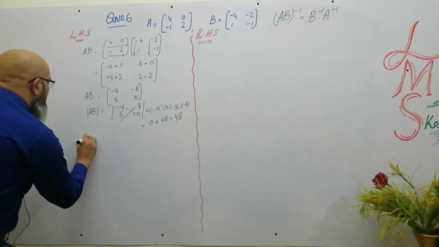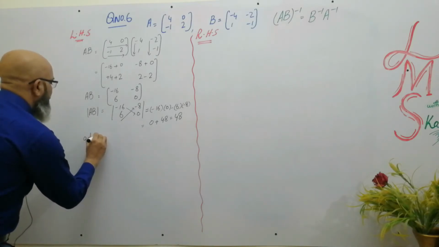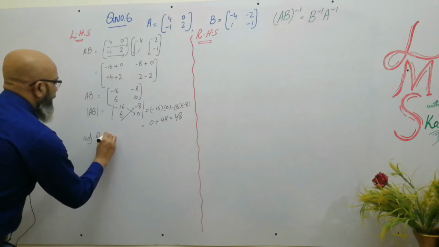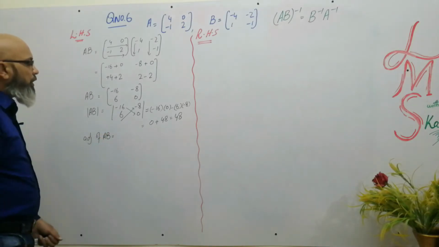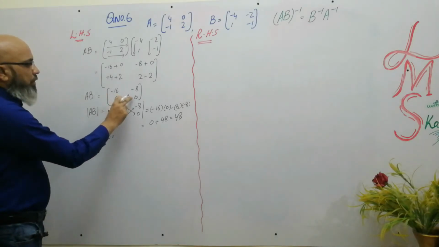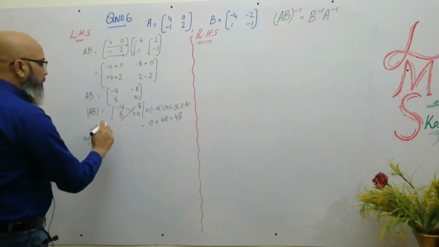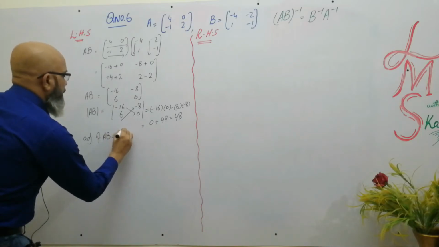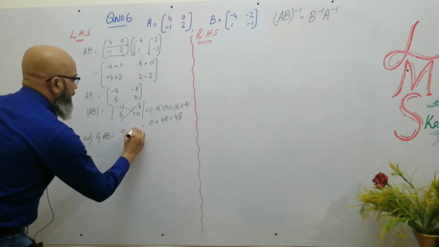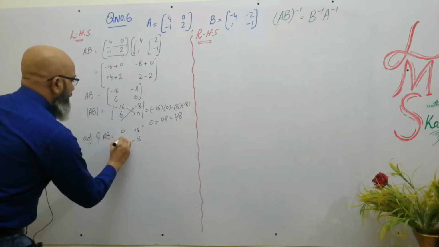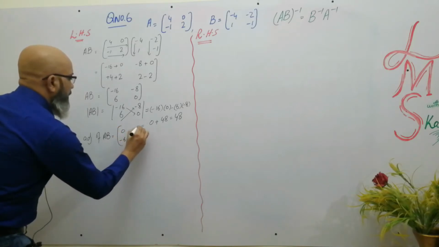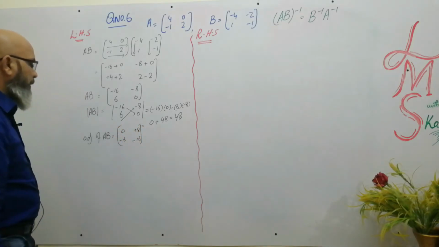As you know, adjoint of AB. What do we do in adjoint? We will change its place and we will change the sign of these two elements. 0, minus 16, plus 8 and minus 6. This is your adjoint of AB.